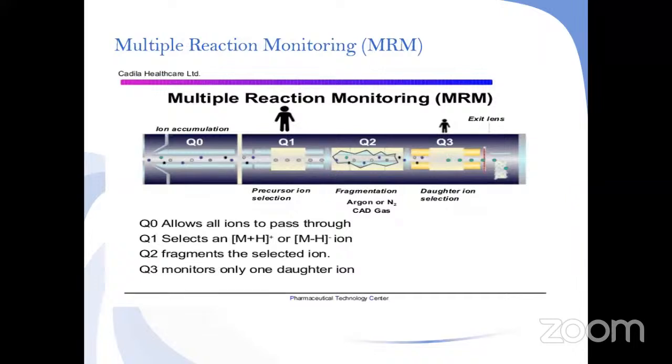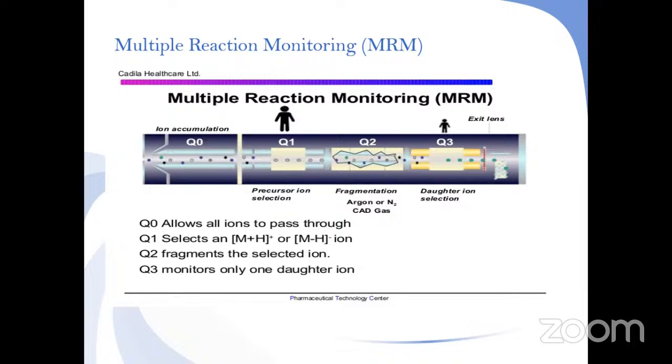abbreviated as MRM. So we regularly listen to the word MRM in the case of LCMS. In multiple reaction monitoring, there are also Q0, Q1, Q2, Q3 quadrupoles, which allow all ions to pass through. Whereas Q1 selects an M plus H ion, that is generally in the positive mode or negative mode. Ions are there. Q2 fragments the selected ion, and Q3 monitors only one daughter ion in the MRM.